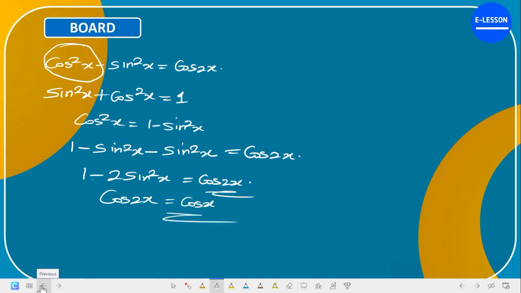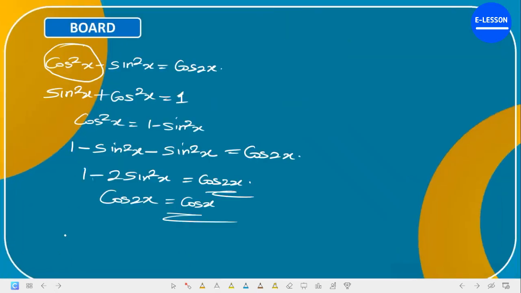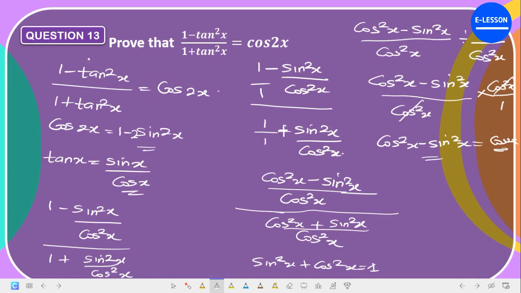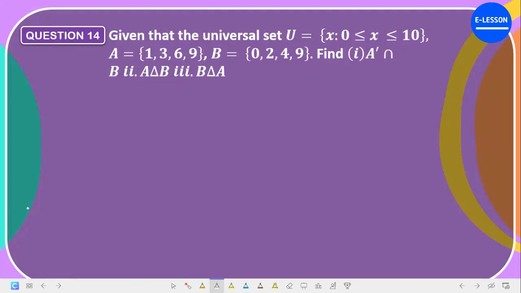So you have successfully proved it. If you saw when I started, I said cos 2s is 1 minus 2 sine square s. So you come here, say 1 minus 2 sine square s equals cos 2s. So cos 2s is equal to cos 2s. So you've proved that this whole expression here is equal to cos 2s, following all these approaches. Now let's look at the next question.